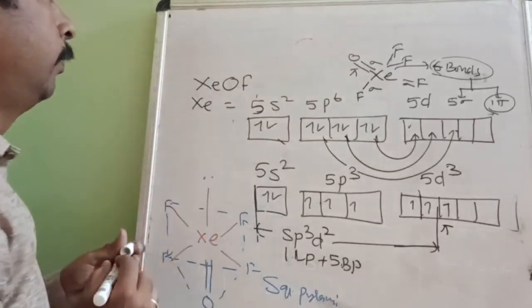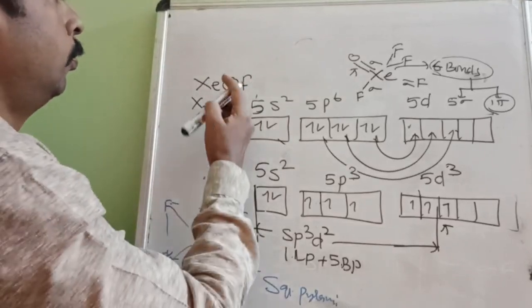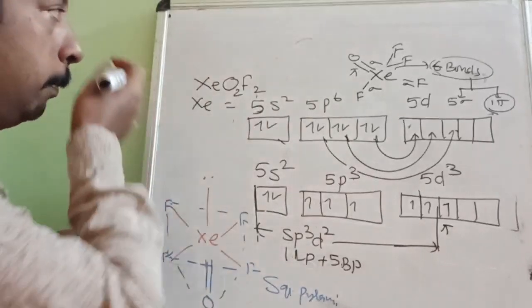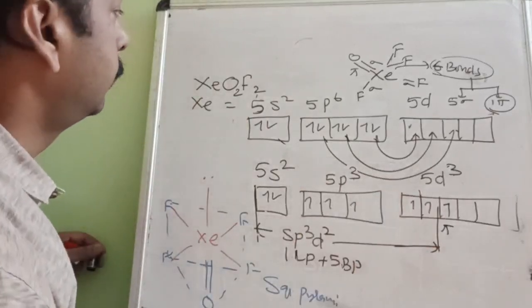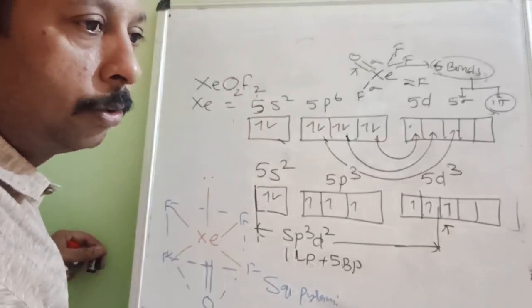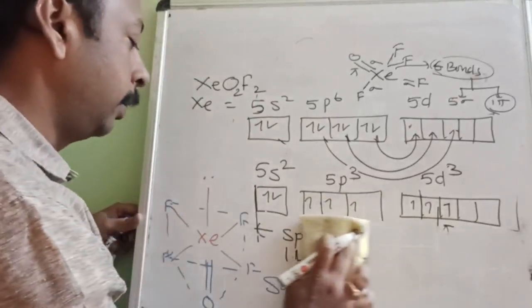Okay. Then I will take XeO2F2. Now the problem is that with two oxygens, this electronic configuration matches. 2 oxygens make 4 bonds and 2 fluorines make 2 bonds. 4 plus 2 is 6 bonds. So 6 unpaired electrons are there.